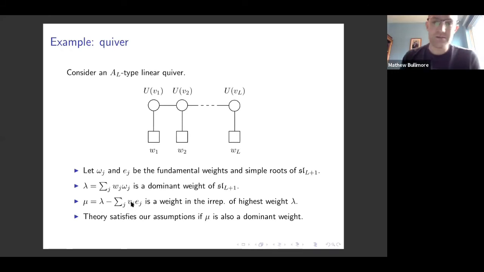This is just a nice piece of representation theory that's coming in. Okay, that's all I'm going to say about that, actually.